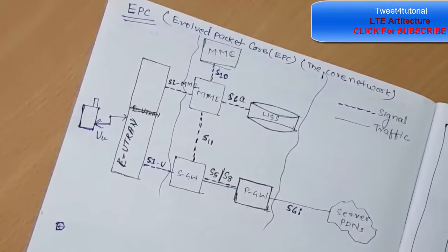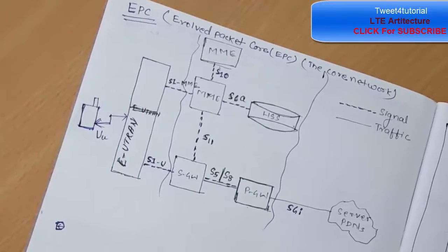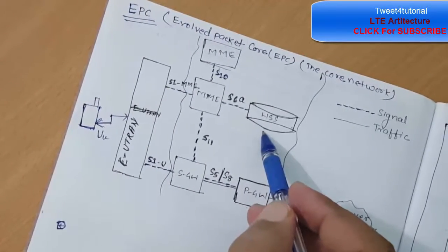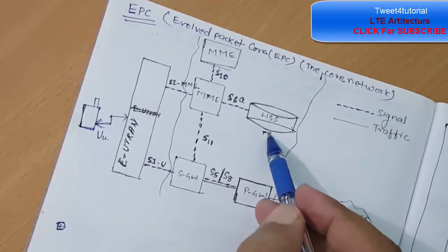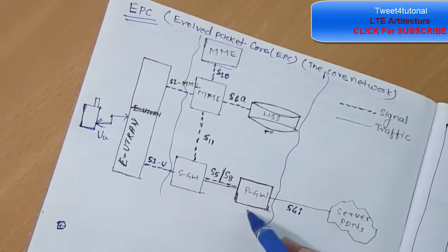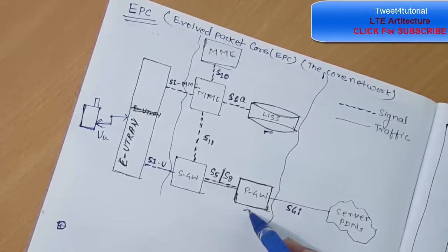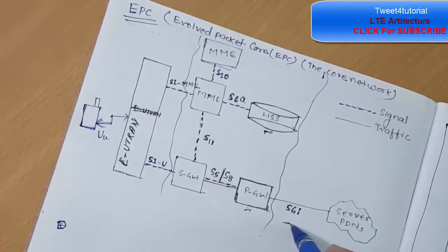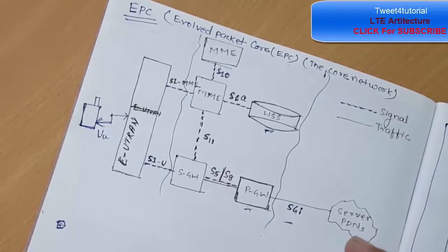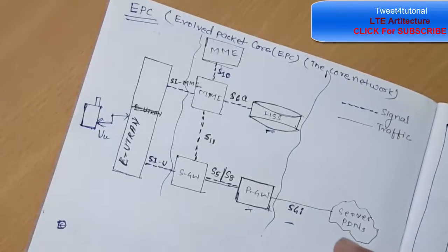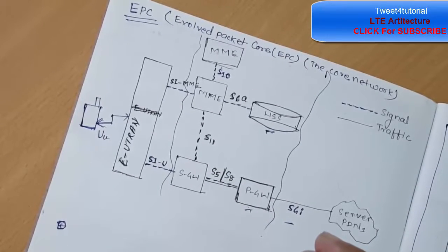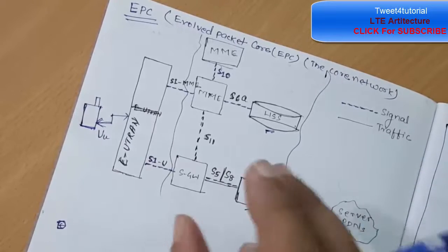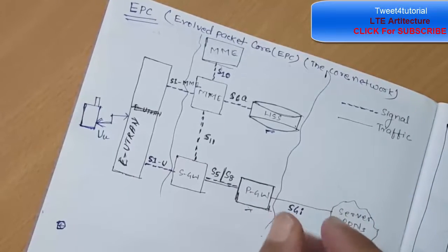The HSS component has been carried forward from UMTS and GSM and is a central database that contains information about all the network operator's subscribers. The PDN gateway communicates with the outside world, the packet data network PDN, using the SGi interface, and each packet data network is identified by an access point name, APN. I will show in the call flow in which message the APN is transferred.